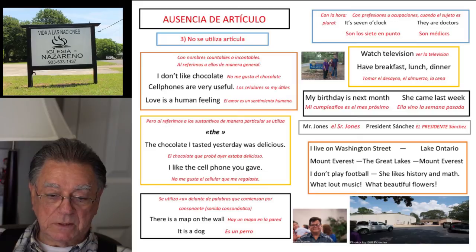No me gusta. This one doesn't like it. The Spanish was "I don't like it," and the English was "I like it." I like the cell phone you gave me. You put a "the" in it because you know which one it is and what it's all about. You can say me gusta or no me gusta. We didn't get the negative in English: I don't like the cell phone you gave, probably to me.